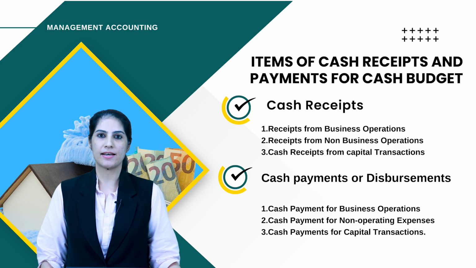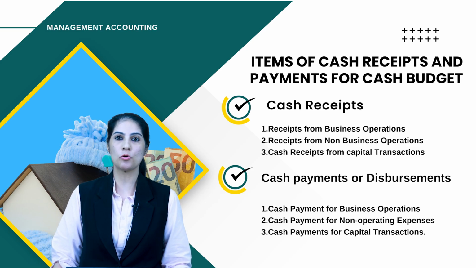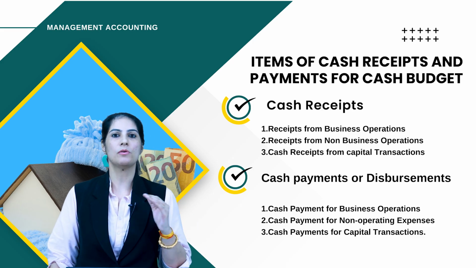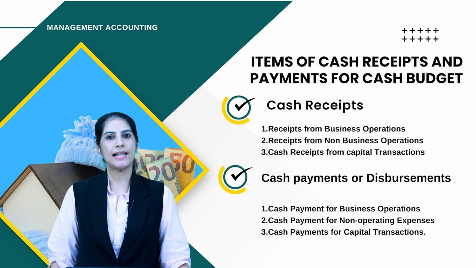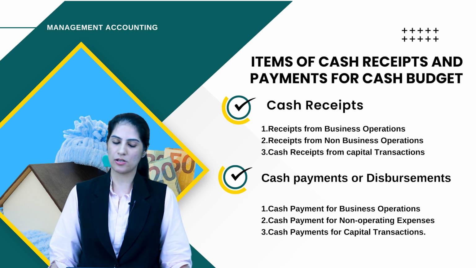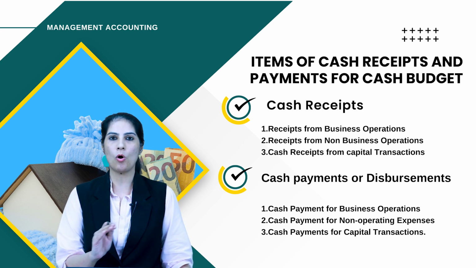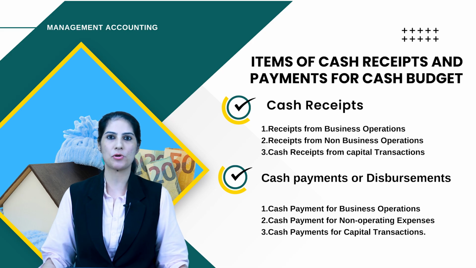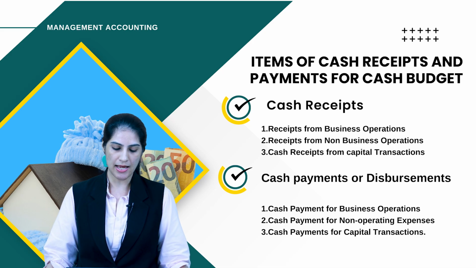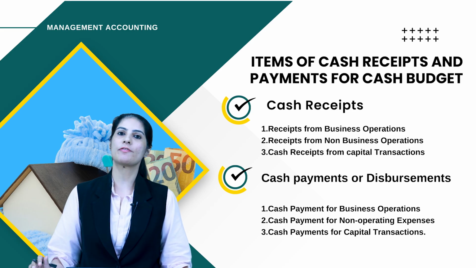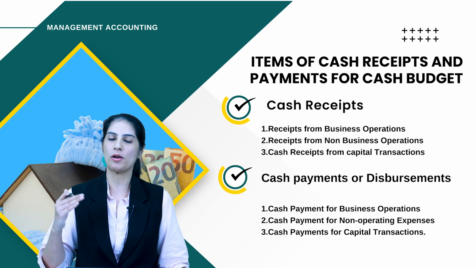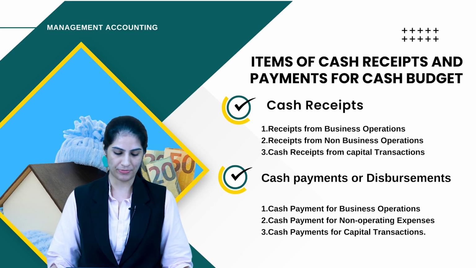Now let us understand the items that are included as cash receipts and payments in a cash budget. Let us start with the cash receipts. Under the receipts, we are going to include the receipts from all the business operations, that is the day-to-day operations, the receipts from non-business operations, and also any kind of cash receipt through a capital transaction like sale or purchase of a fixed asset.